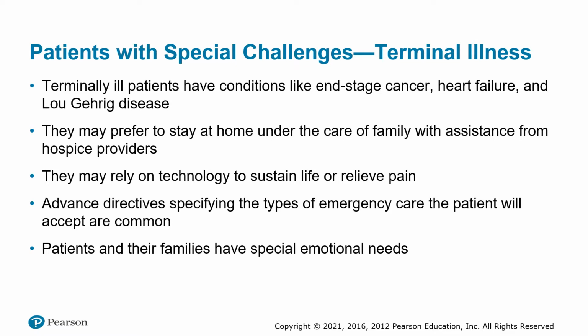Terminal illnesses, these are conditions like end-stage cancer, heart failure, and Lou Gehrig's disease or ALS. They may prefer to stay at home under the care of family with the assistance from hospice providers, and they may rely on technology to sustain life or relieve pain. So they may have some pumps at home, they may have a vent at home, they may have a hospital bed at home, anything like that. Advanced directives specifying the types of emergency care the patient will accept are common, and patients and their families have special emotional needs as well.